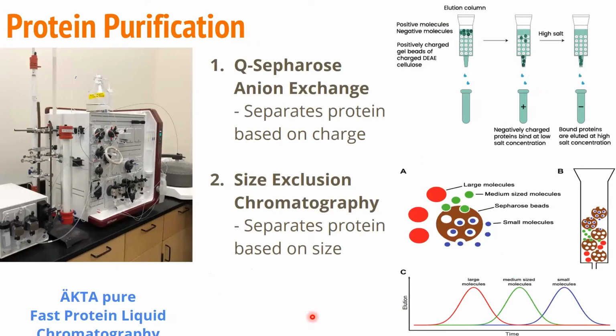As I mentioned previously, I worked on protein purification. I did this using the ÄKTA Pure, pictured on the left here. This is a system used for fast protein liquid chromatography. The 2 types of protein purification I worked on, one being Q-Sepharose anion exchange, which is used to separate proteins based on their charge, and the second being size exclusion chromatography, which, as the name implies, separates proteins based on their size.